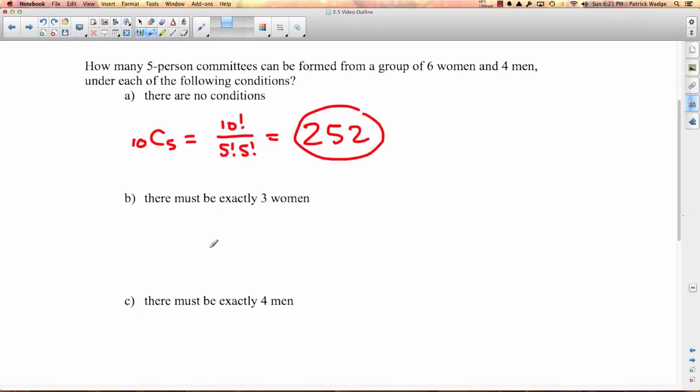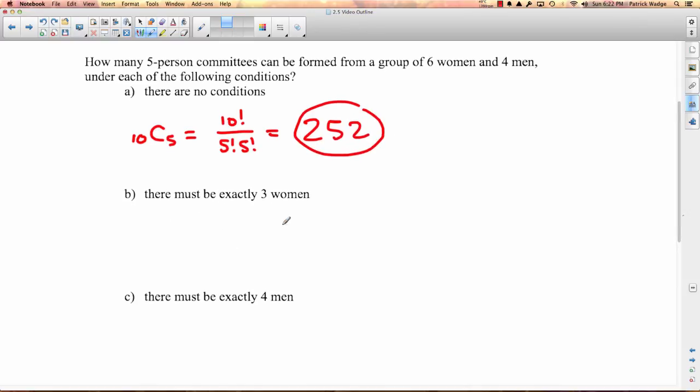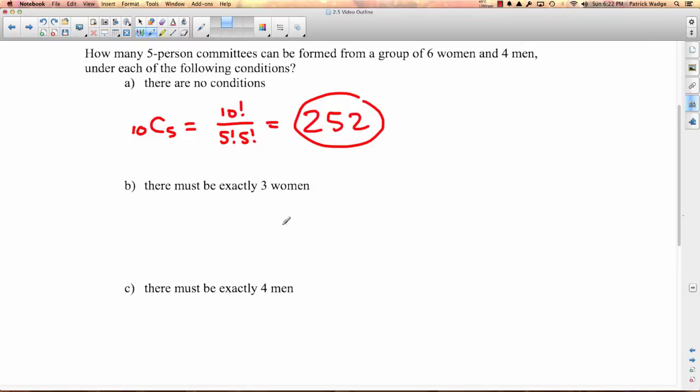Now, if there are conditions, do you think the number is going to be more or less? It's going to be less, right? So the first condition is there must be exactly 3 women. I think it's helpful to just consider both things. Women, men, right? There must be exactly 3 women. Well, how many women are there? There's 6 women. There are 4 men. We want there to be exactly 3 women.